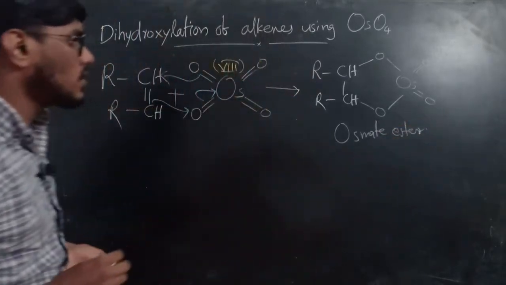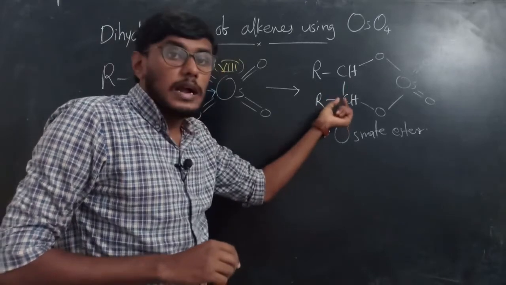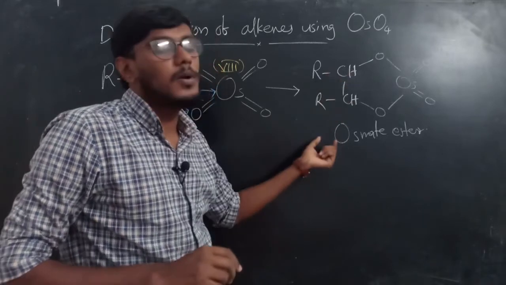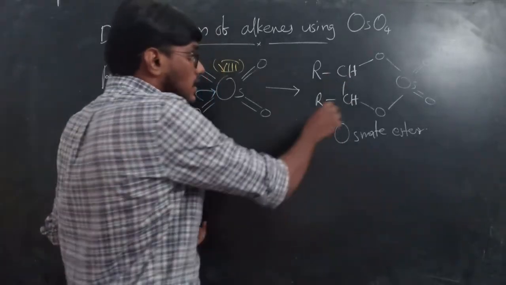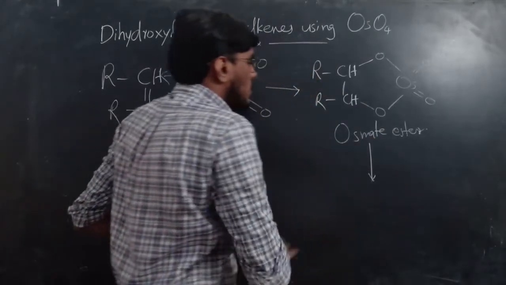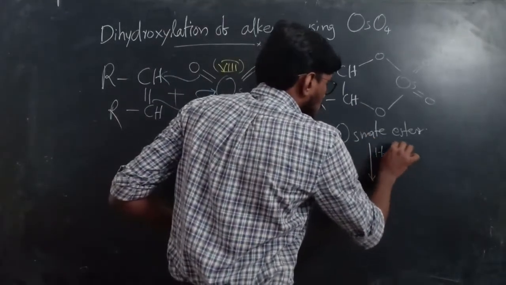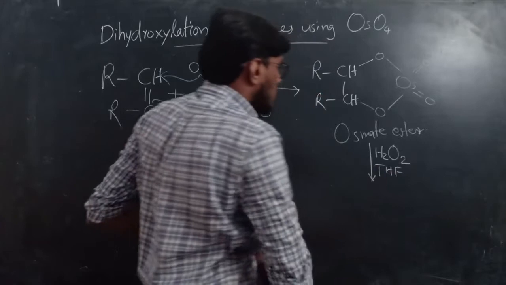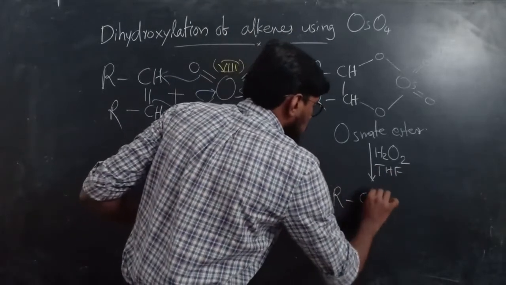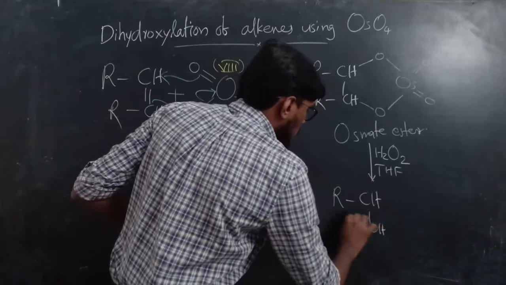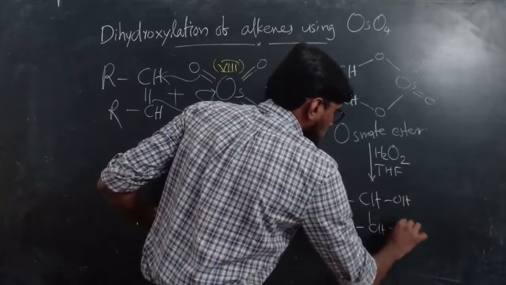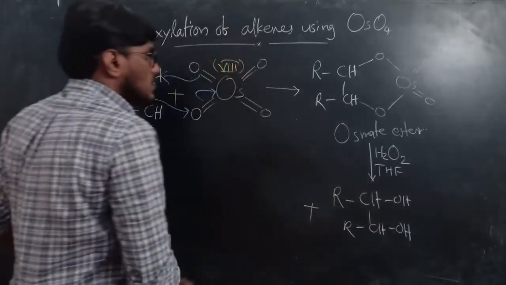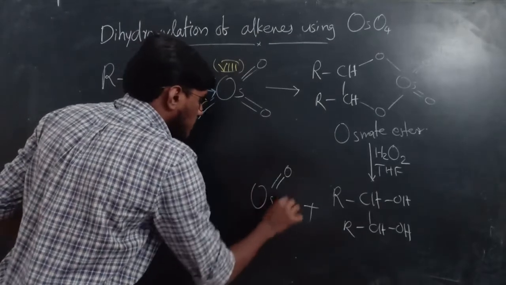The osmate ester undergoes heterolytic cleavage to give a cis diol as the product under reducing conditions. We can use H2O2, hydrogen peroxide, and THF, tetrahydrofuran. The product you will get is RCH, CHR with OH groups. So a cis diol is formed. This is a cis diol.